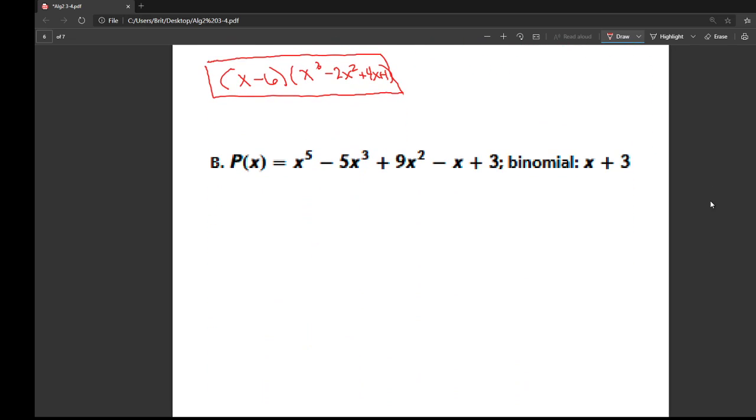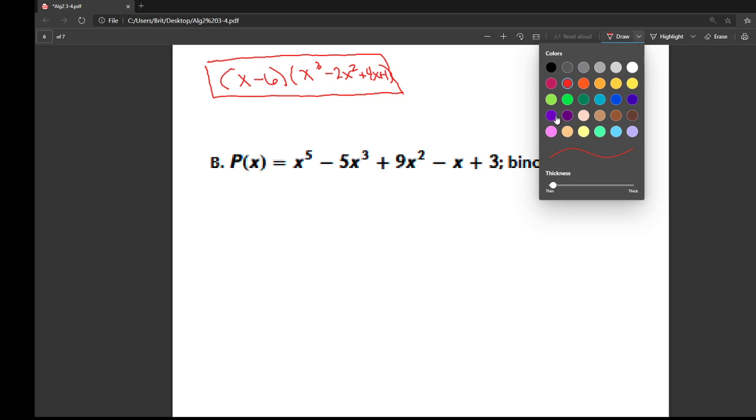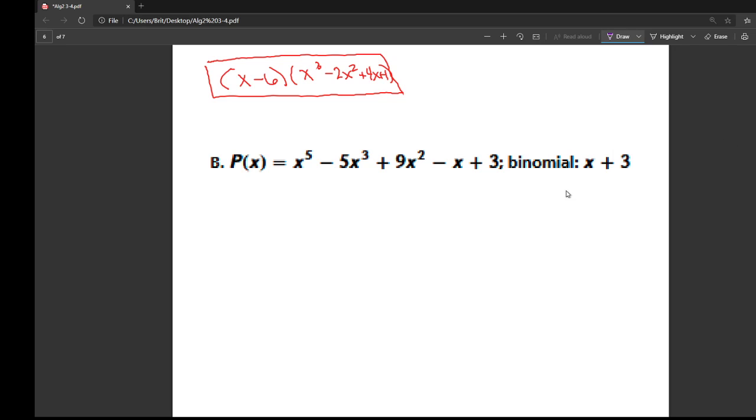Alright, so let's go ahead and let's try this next one. So my binomial is x plus 3, so I set that equal to 0. And that's what's going to go outside my synthetic division house. Now remember, when I set up my synthetic division here, I need to make sure that I plug in a 0 for the x to the 4th power, because you can't have any holes in there.